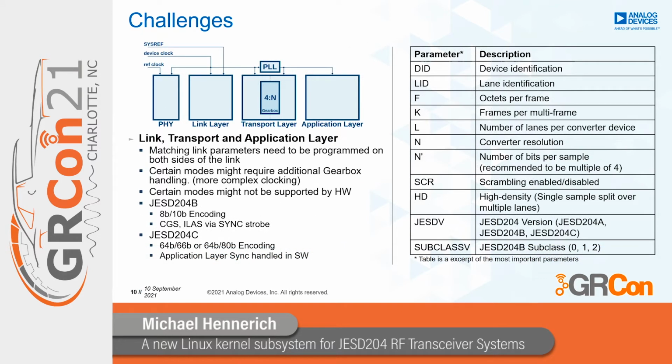So the challenges on the link and transport layer are that matching link parameters need to be programmed on both sides of the links and also at various components of the link. You see in the next excerpt the most important parameters on the right side of the slide. For example, number of lanes, frames per multi-frame, octets per frame, the converter resolution, or the number of bits per sample, the JESD version, the subclass, whether scrambling is enabled or not.